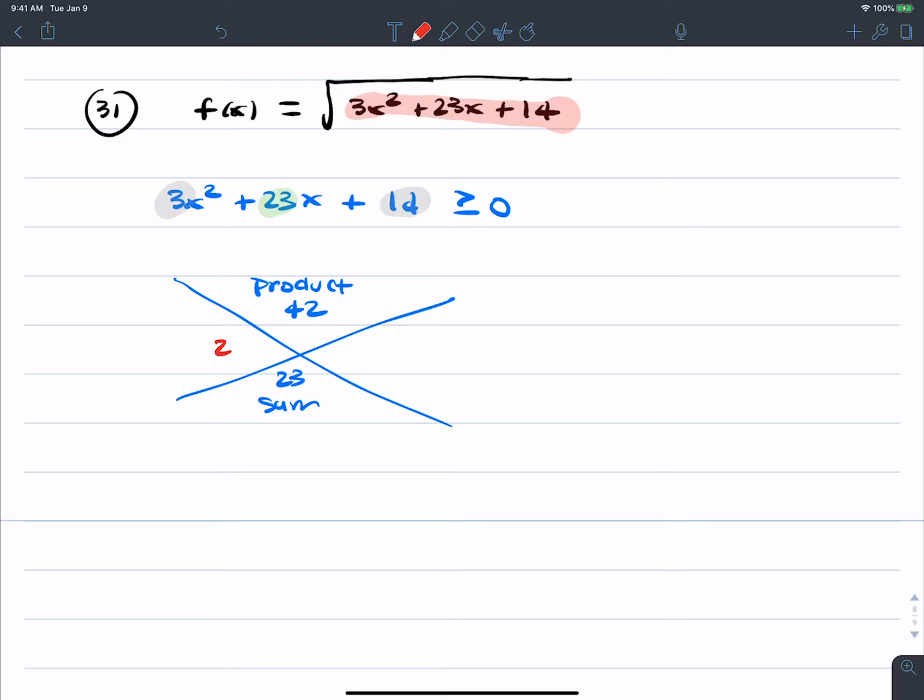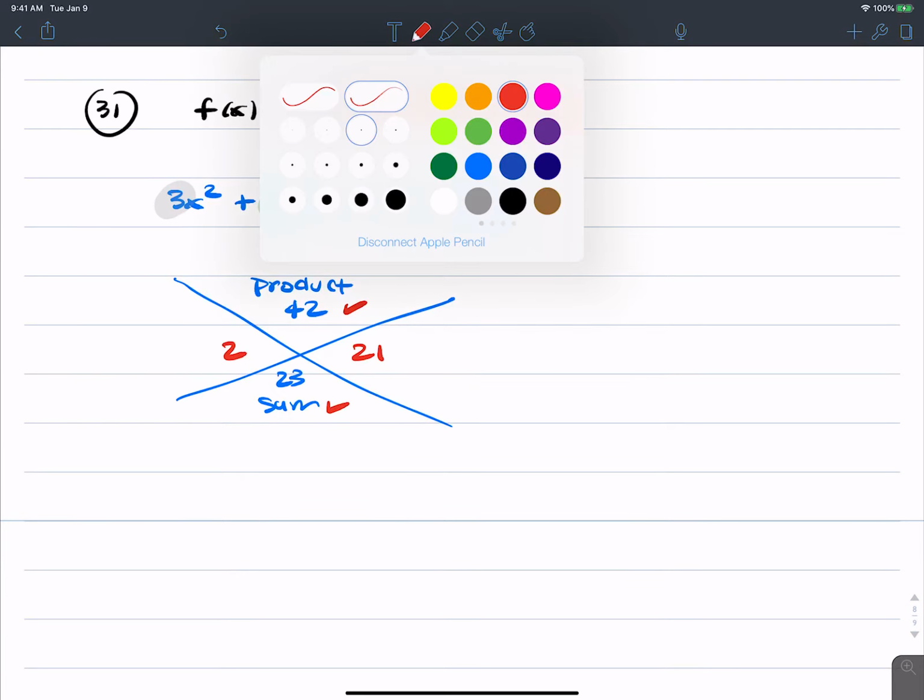Looks like it'll be 22 times 1. Or I should say, well, that doesn't work. Let's double check. 3 times 14 here is 42. Sum is 23. So let's try to find a pair that multiplies. 1 times 42 doesn't work. 2 times 21 looks like it works. 2 times 21 is 42, and 2 plus 21 is 23. These are the numbers here.